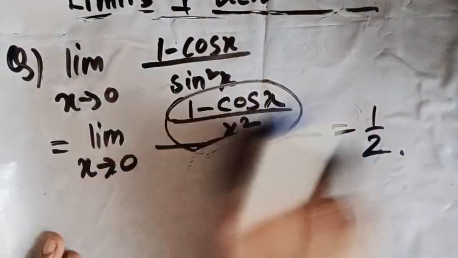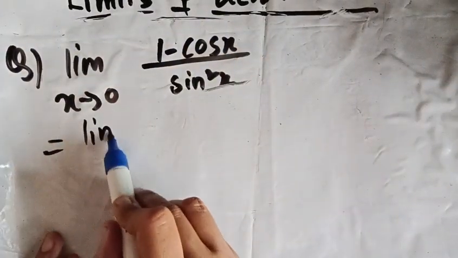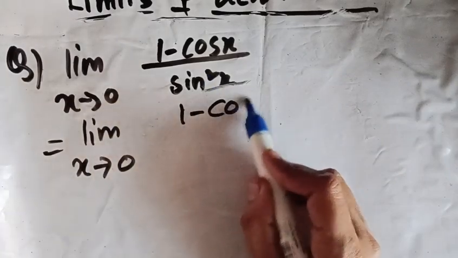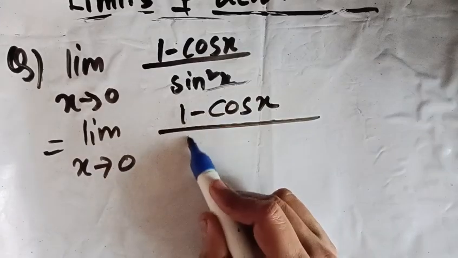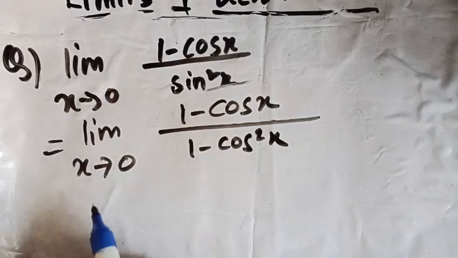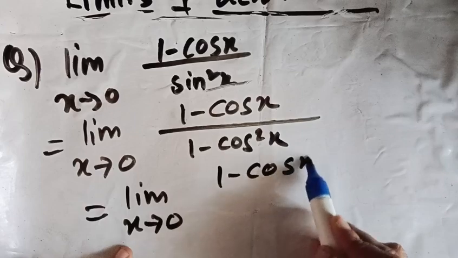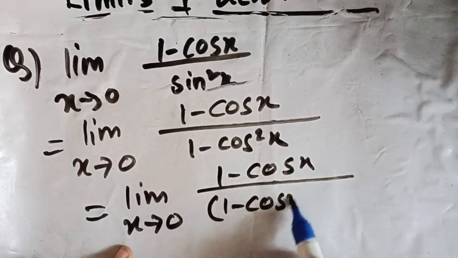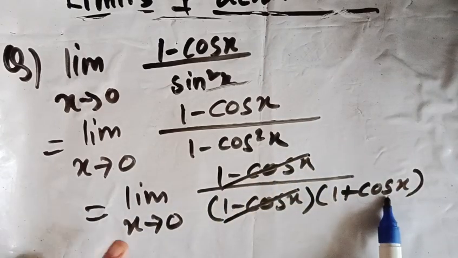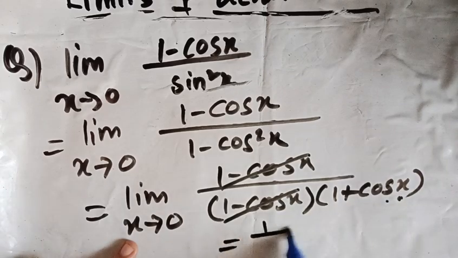Another way to prove this is without using the trigonometric limit. You can simplify this. If you know the trigonometric identities, sin square x can be written as 1 minus cos square x. 1 minus cos square x can be written using the a square minus b square formula, so a minus b, a plus b. So you'll get 1 plus cos x. Now when x is equal to 0, cos 0 is 1. So you'll get here 1 upon 2.